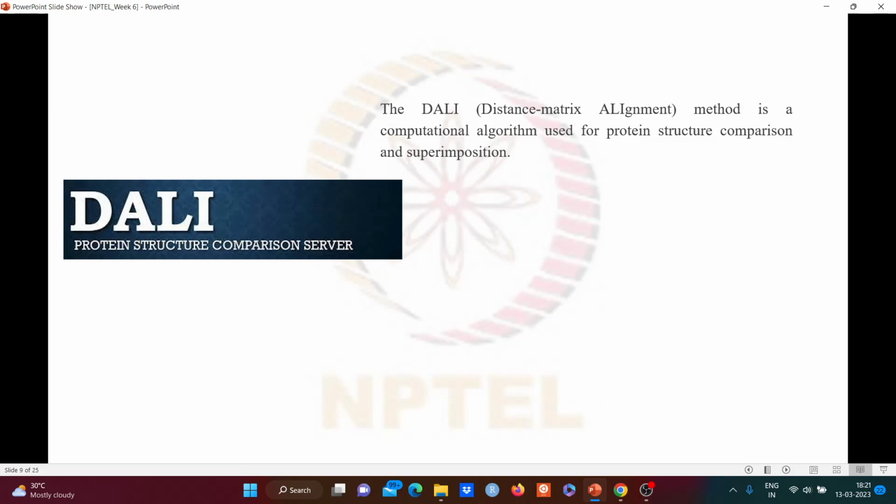So can anyone let me know, here is a question, what are the two main secondary structure elements in proteins? I am repeating the question. Can anyone let me know what are the two main secondary structure elements in protein structures? I hope I am audible.